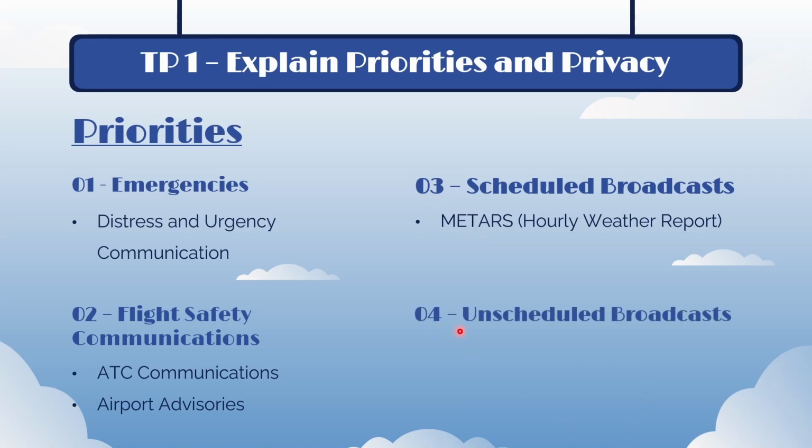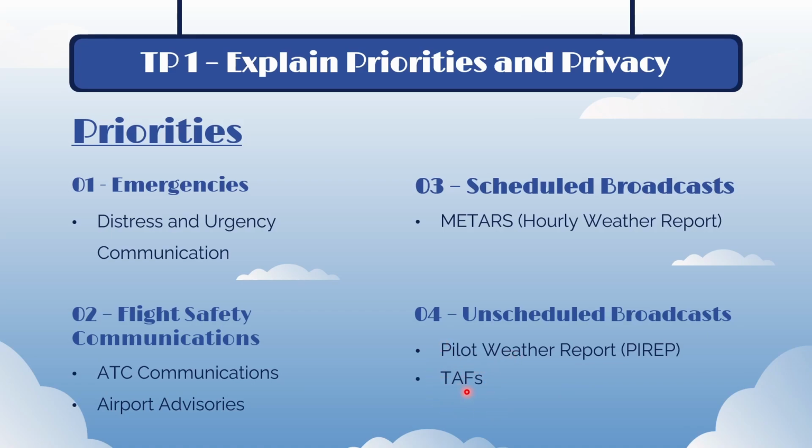And number 4, unscheduled broadcasts. Unscheduled broadcasts are like pilot weather reports, which is when the pilot is flying and there's some unexpected meteorological thing happening. Maybe it is unexpected turbulence, or something else unexpected that wasn't previously mentioned by ATC or METARs that you as the pilot experience. You would broadcast it as a pilot weather report.